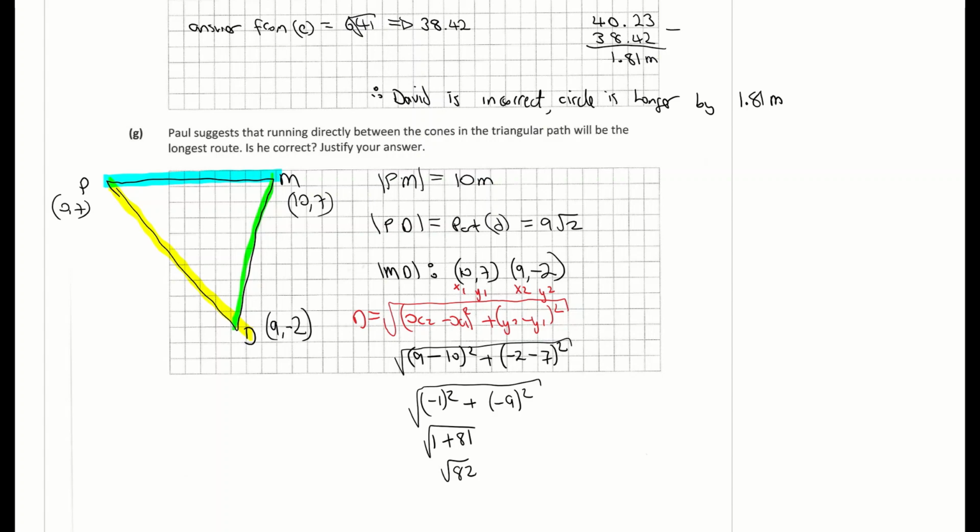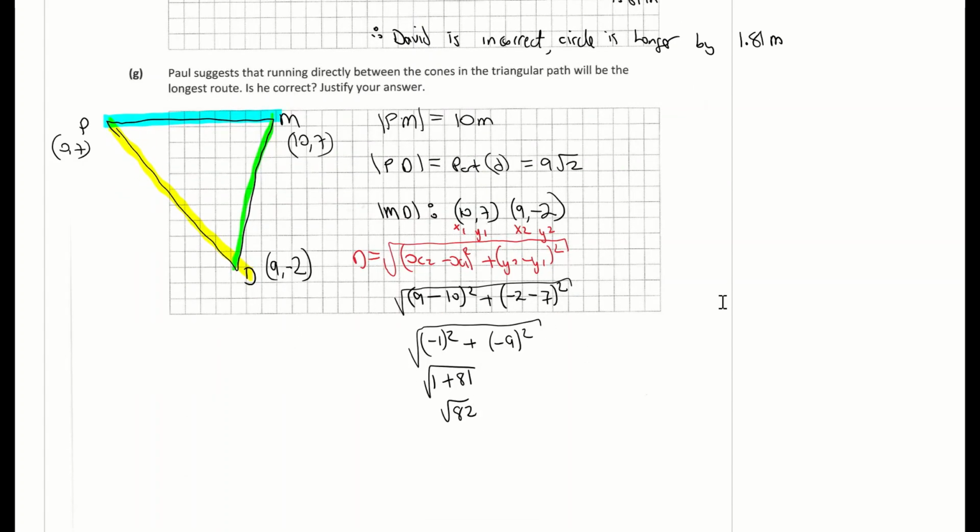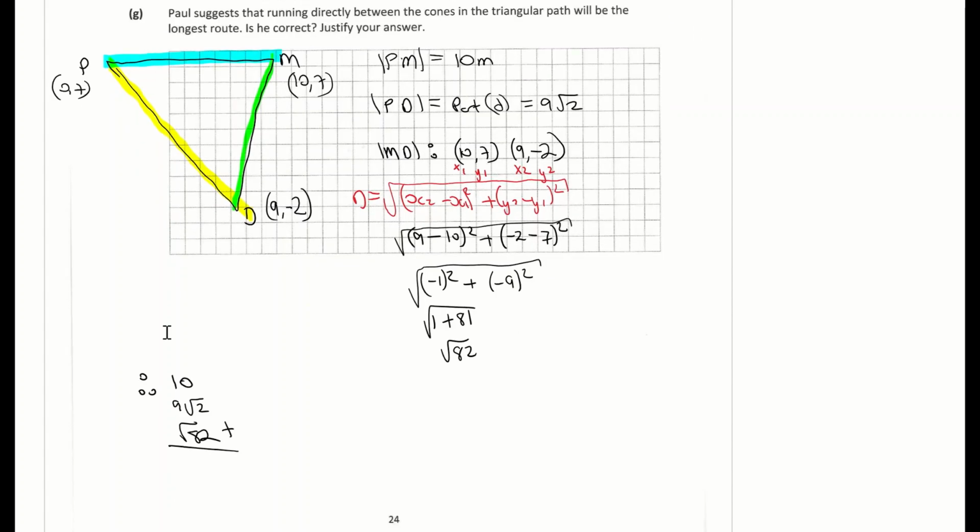Okay, so the next thing we need to do is add up those three lengths of the sides of the triangle. So my answer is going to be 10 plus 9√2 plus root 82. And when I add those three sides together, I'm getting 31.78 meters as a decimal. If we take a second, you can see they want us to see if Paul's path will be the longest. Well, I'm stating that Paul's path is actually the shortest. He's incorrect because David running the circle is longer from part F, as is Mary's suggestion from part E.